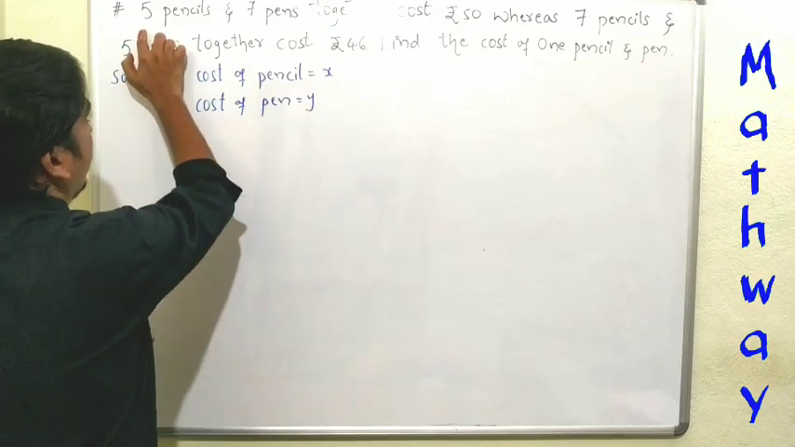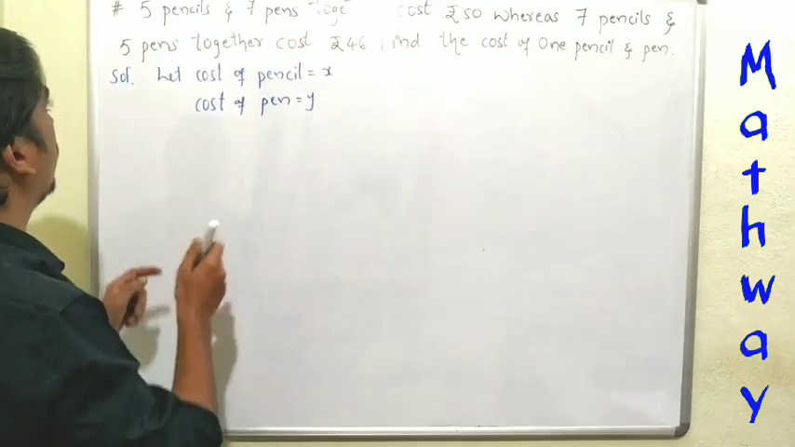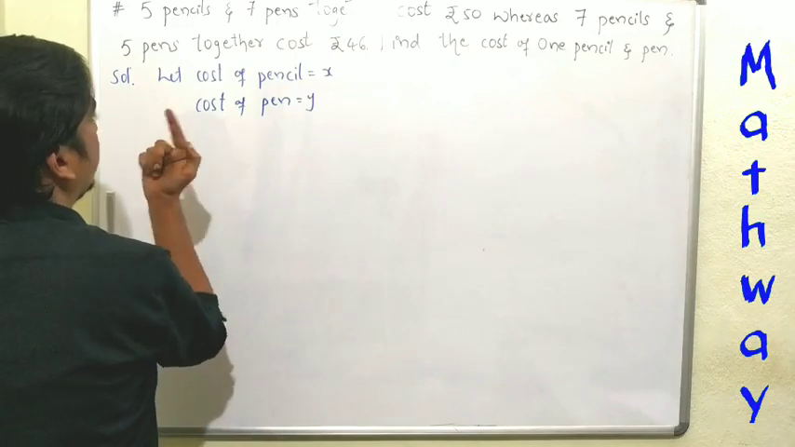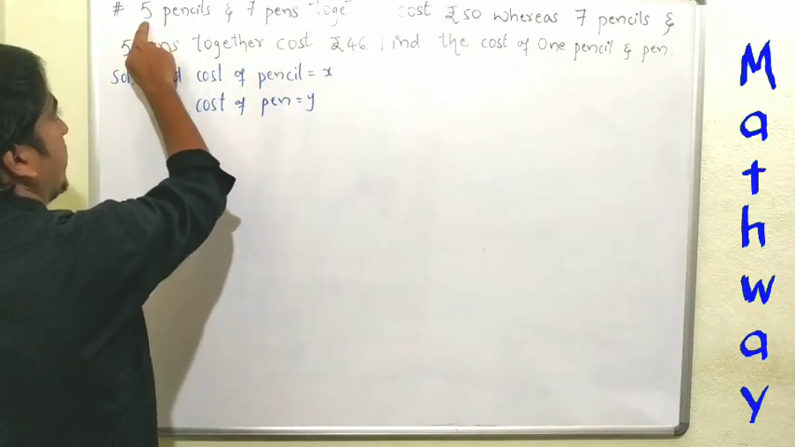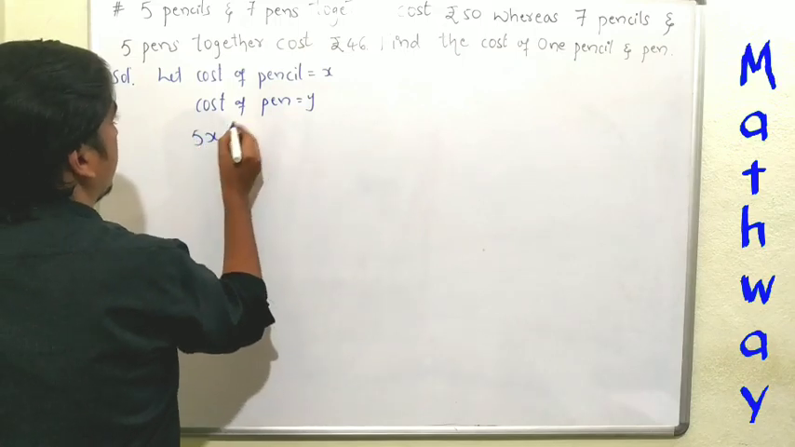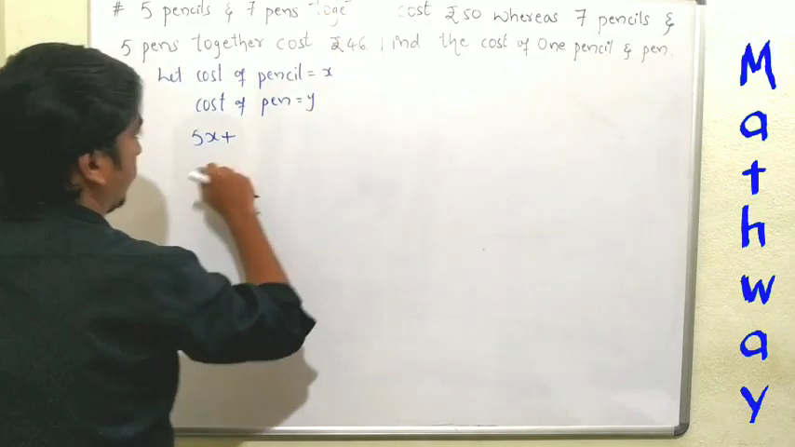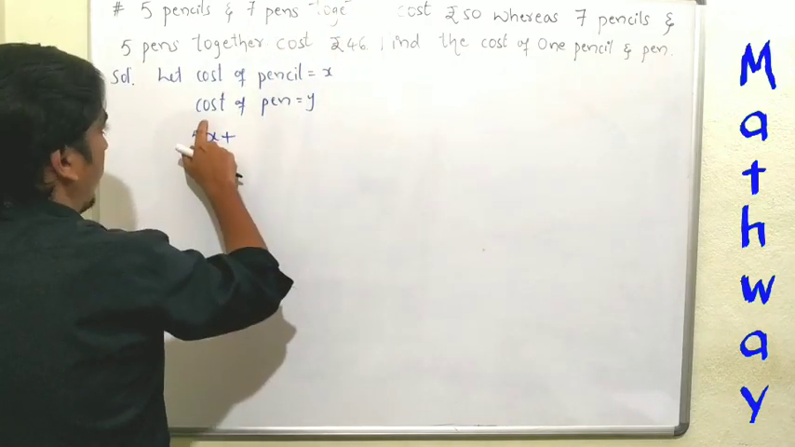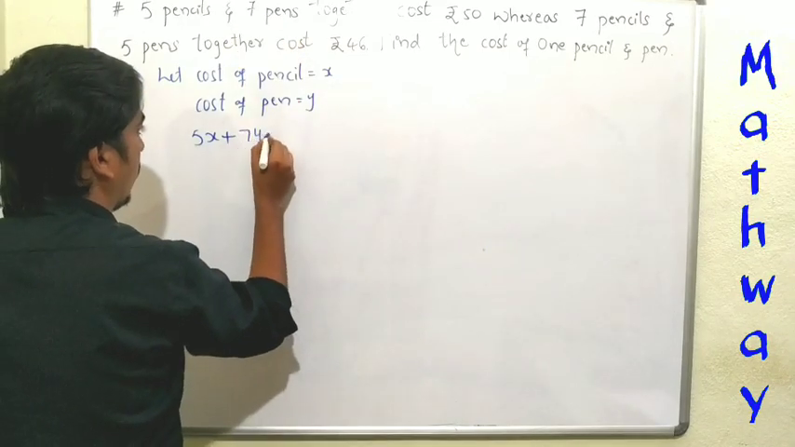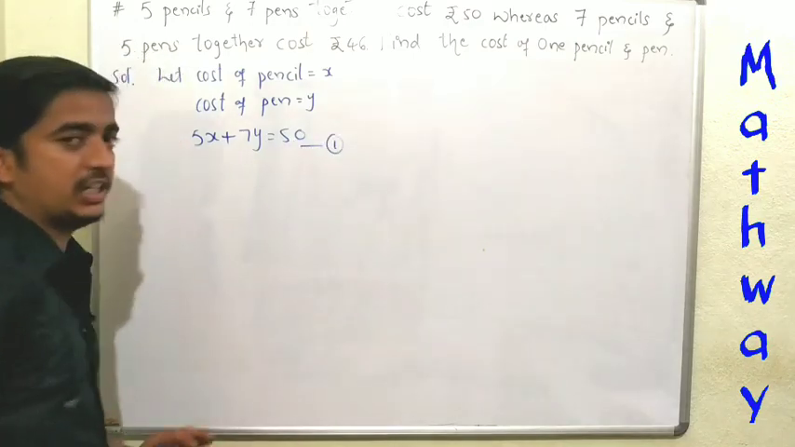Now let us write the first statement in equation form. 5 pencils and 7 pens. One pencil costs x, so 5 pencils cost 5 into x, 5x. Plus means together, both are added, plus 7 pens. One pen costs y, so 7 pens cost 7y. Altogether it makes 50 rupees, so equal to 50. Take it as equation number 1.